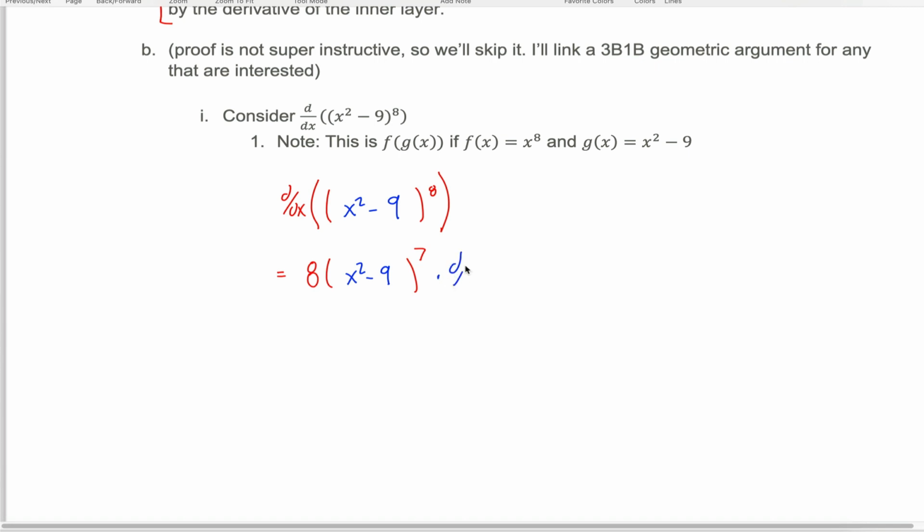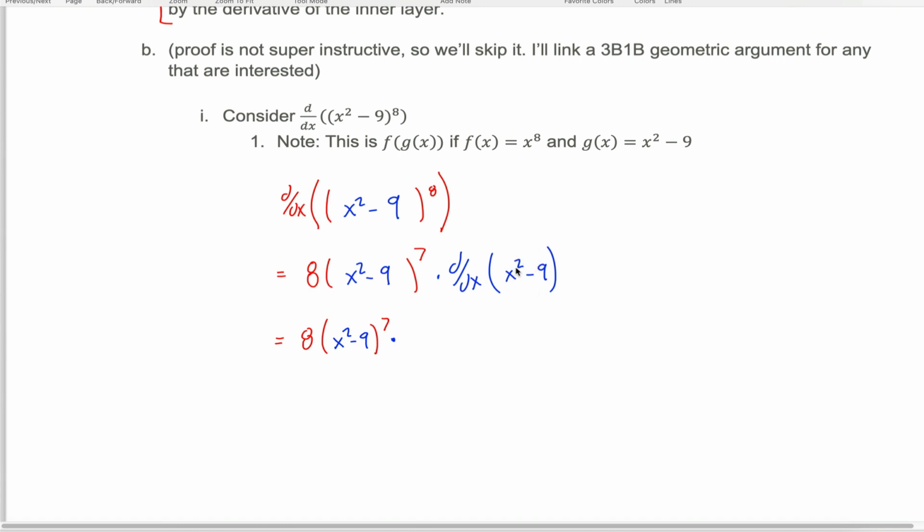In my second step, I multiply that by the derivative of that inner function, the derivative of x squared minus 9, and if I could just figure out that derivative, I'd be done with this question. Well, good news. This is a derivative that you know. It's the derivative of a sum, x squared plus negative 9. So we take the derivative of each of the terms individually.